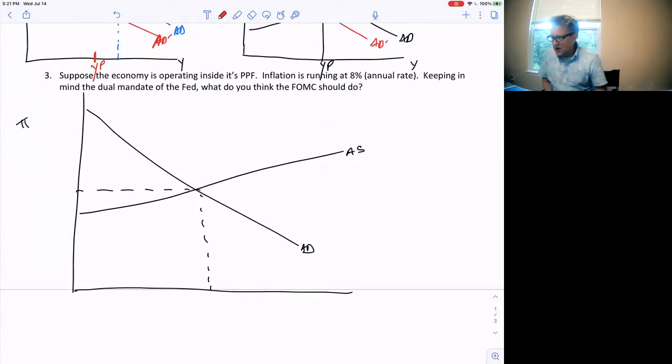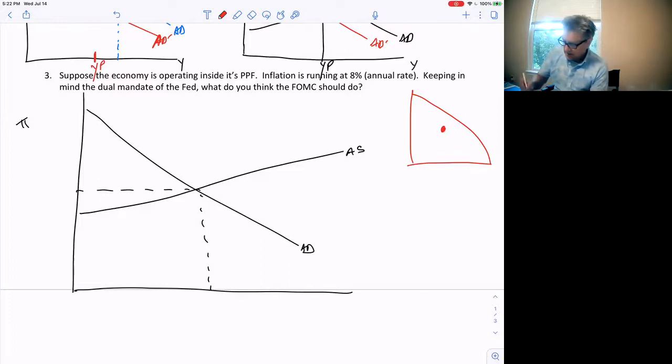Okay, third question. Suppose the economy is operating inside its PPF. So here's the PPF. We're inside it. Inflation is running at 8%, so very high. So put 8% here for the inflation rate. We're inside the PPF, which means potential GDP is over here to the right of our equilibrium. Keep in mind that the Fed has stable prices and maximum sustainable employment. What do you think the Federal Open Market Committee should do?